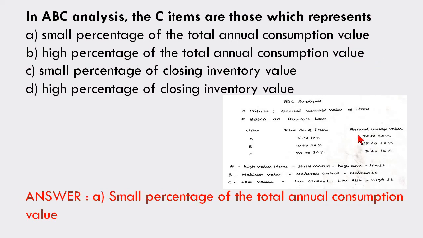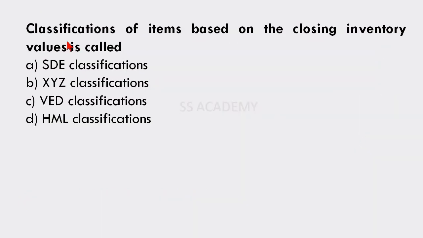value. Next question is, classification of item based on the closing inventory values is called SGE classification, XYZ classification, VED classification, HML classification. So the answer is option B, XYZ classification. Classification of items based on closing value of inventory is called XYZ classification.